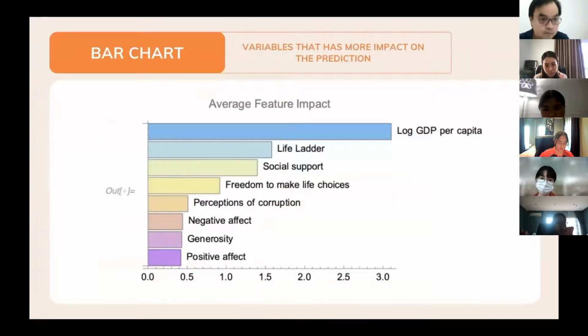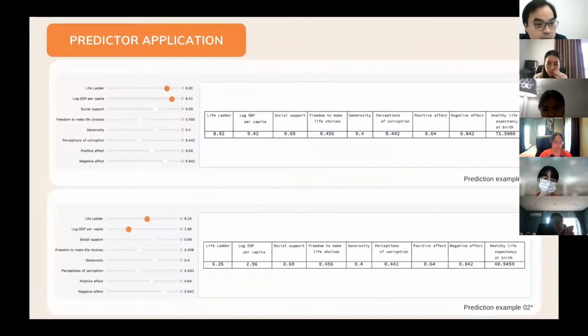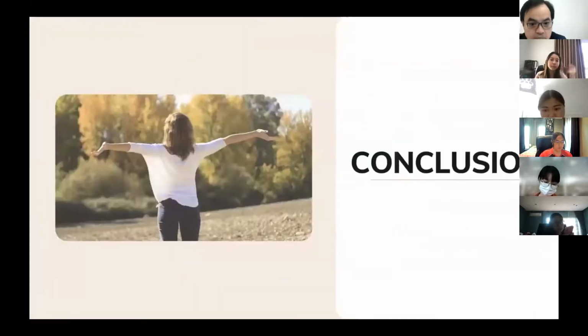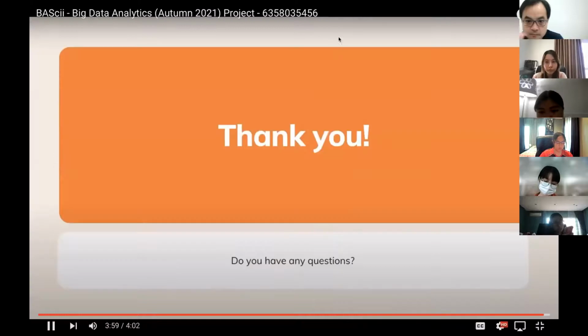Before I did the interactive predictor application, I combined all the countries in each factor to see the variables that have more impact on the prediction, which is log GDP. These are the predictions based on the numbers I chose for each factor randomly. This is the mind map. The report will help people understand more about what makes people happy, which will be beneficial for the near future. Thank you. Does anyone have any questions?